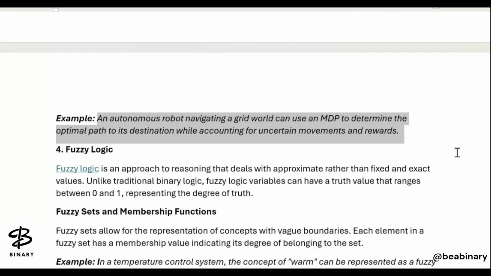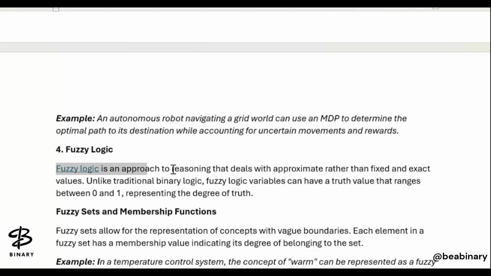So here we are talking about different models. Another way of representing it is fuzzy logic. So what is fuzzy logic? We will talk about fuzzy logic in detail also. Fuzzy logic is an approach to reasoning that deals with approximate rather than fixed and exact values. Now here we are talking about incomplete information or incomplete data. We are talking about approximation here. We are not talking about exact data.